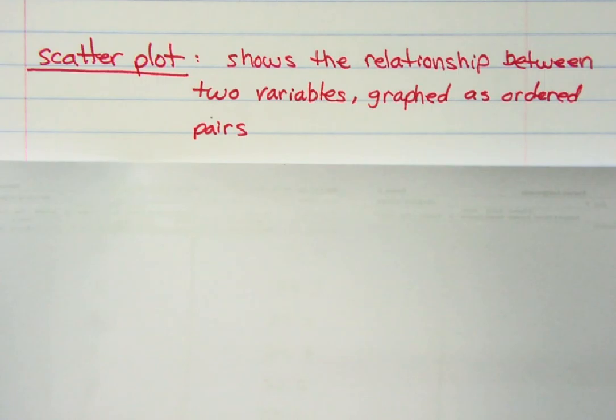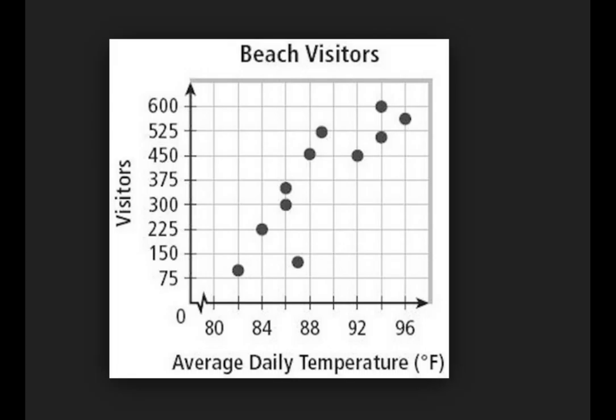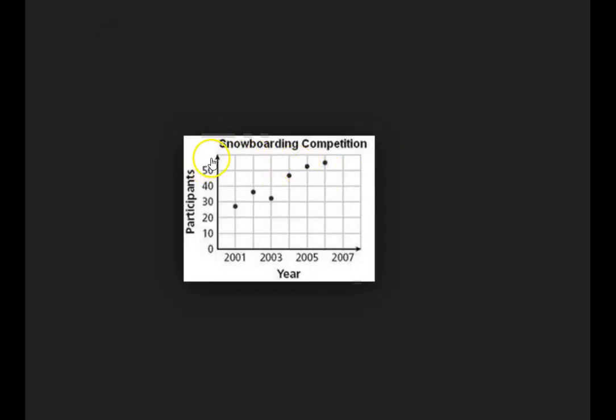Okay, let me give you some examples of what scatter plots look like. As the definition states, it's the relationship between two variables graphed as ordered pairs. So here's a variable, average daily temperature, and the number of visitors. Two different variables, and it's how they relate. You can see here as the temperature rises, or as it gets hotter, there's more and more people that go to the beach. Here's something about snowboarding competitions. As the years progressed, there were more and more participants.